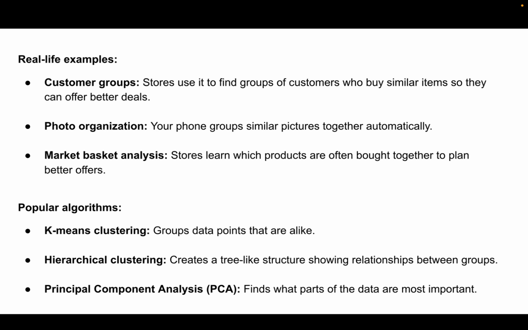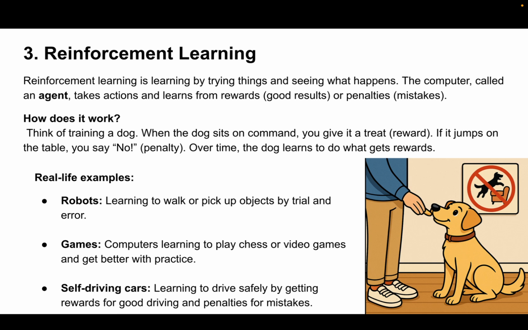The popular algorithms that they use are k-means clustering, which groups data points that are alike. Hierarchical clustering creates a tree-like structure showing relationships between groups. And principal component analysis. It finds what parts of the data are most important. So that's it for unsupervised learning.